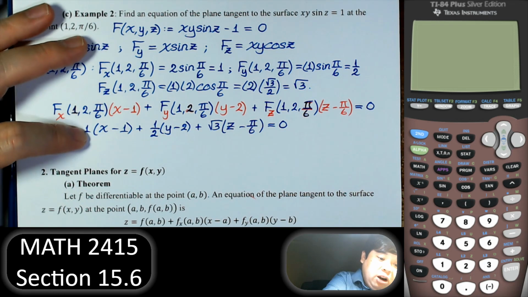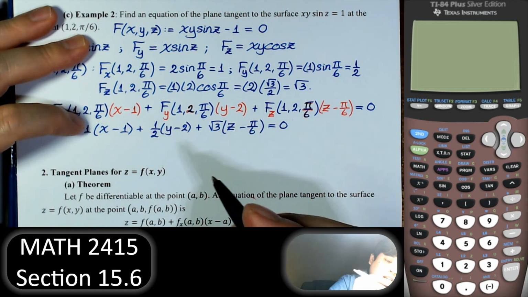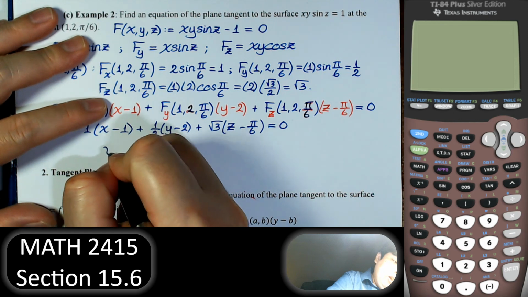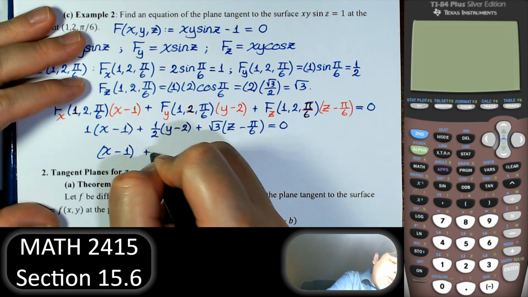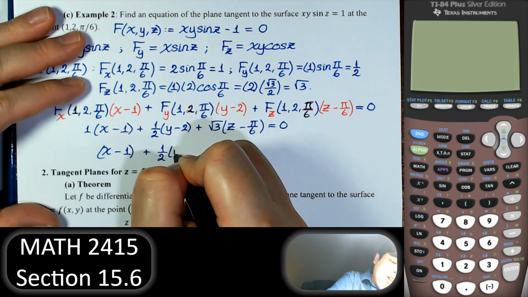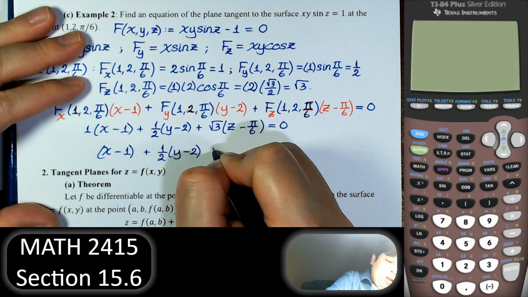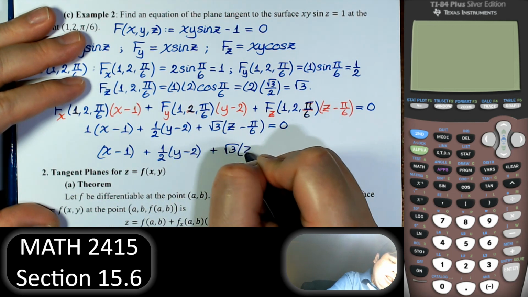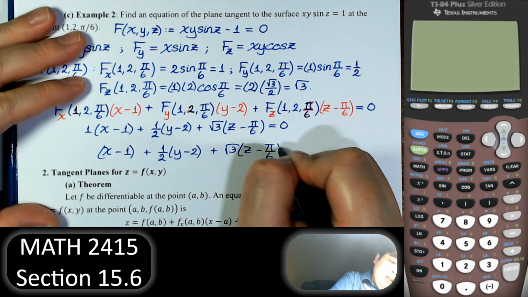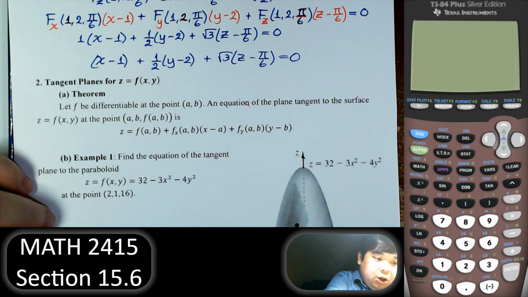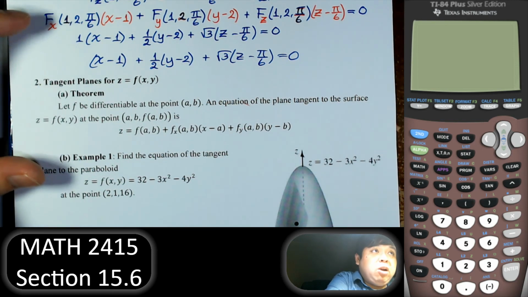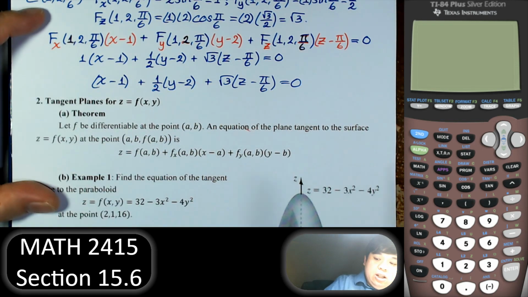And then we'll just simplify this if we want to, or we're just going to leave it like this if we want to. Because we have the equation of a tangent plane. Actually, I'm just going to leave it like this. Right. So that is the equation of a tangent plane to a level surface. We use this equation.